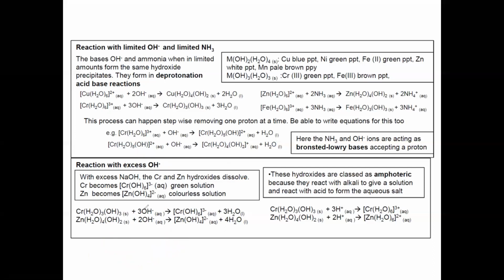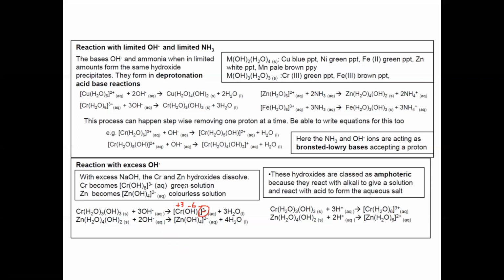So chromium(III) hydroxide is there. If we add excess sodium hydroxide, it will lose further protons, so it will become a minus 3 charge. Why? Because chromium is plus 3 and each hydroxide is minus 1, so 6 hydroxides will be minus 6. That's why minus 3. And whenever there's a charge on the complex, it will be aqueous or dissolved. So that's why we observe the precipitate dissolve.